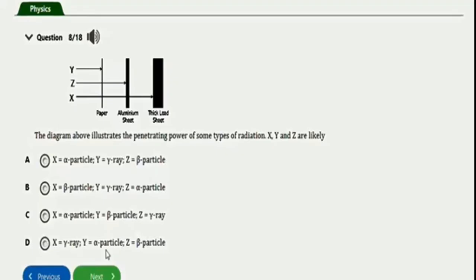Okay, so the right option to this question, guys, will be option D. So it's as simple as this. This is the right option. The next repeated question will be this question.